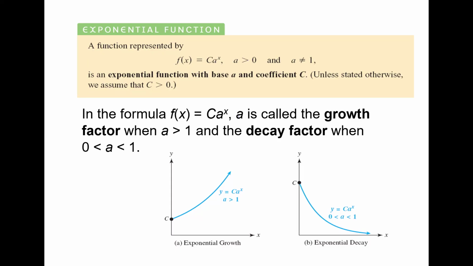The first one is it's a growth factor when a is greater than 1, and it's a decay factor when a is between 0 and 1. So basically a decimal. Okay, and so here we see an exponential growth, and a is greater than 1. Here we see an exponential decay, and here a is between 0 and 1. So those are the two key differences.